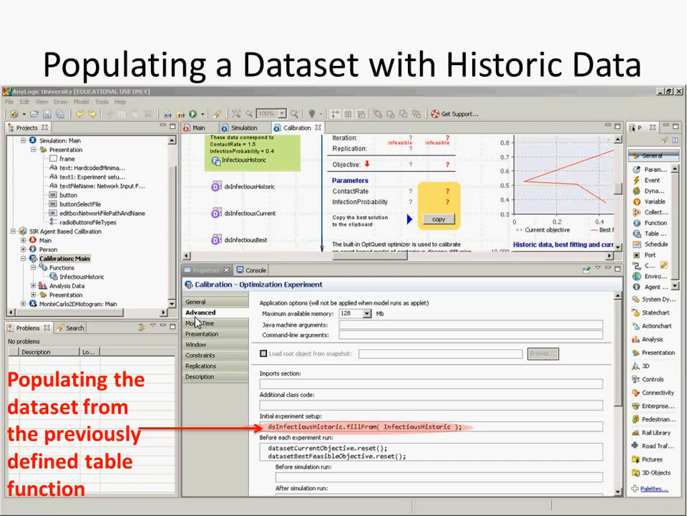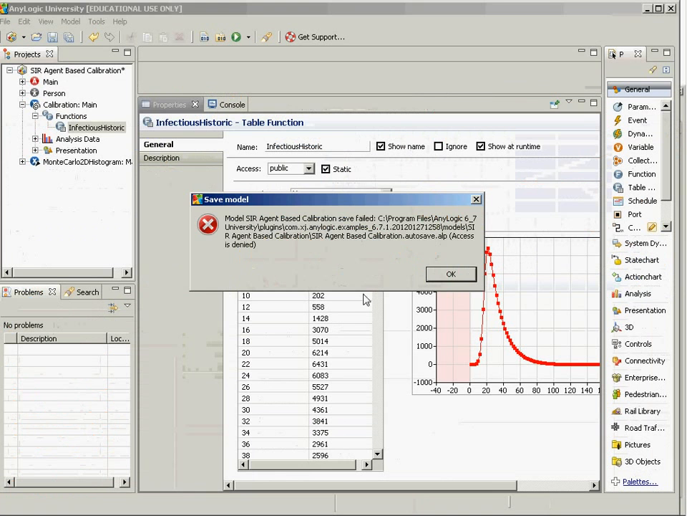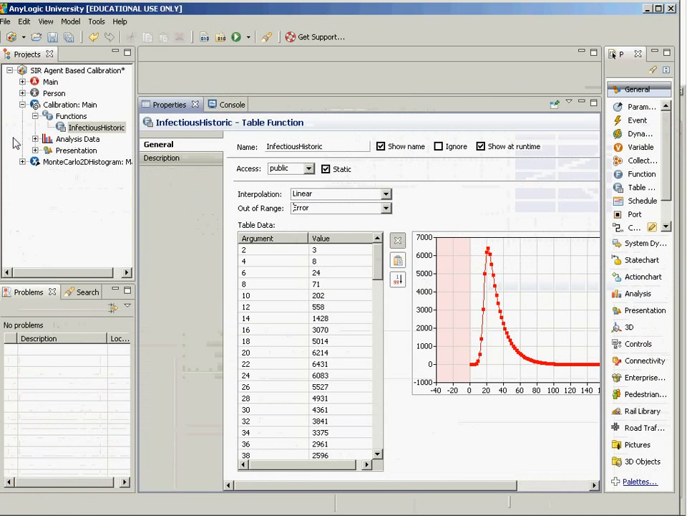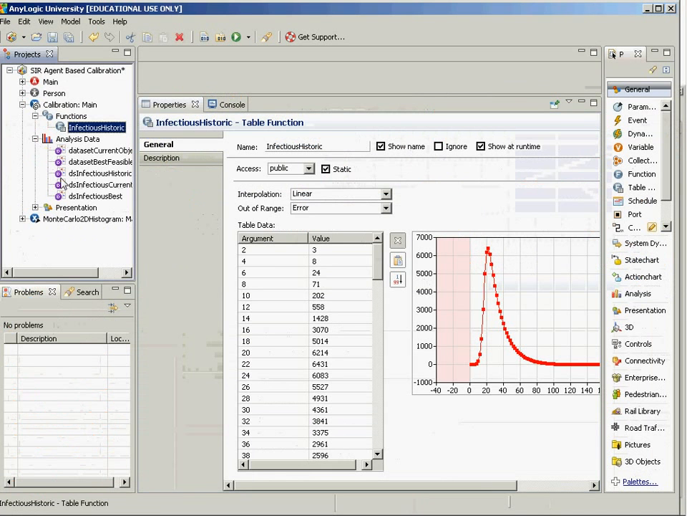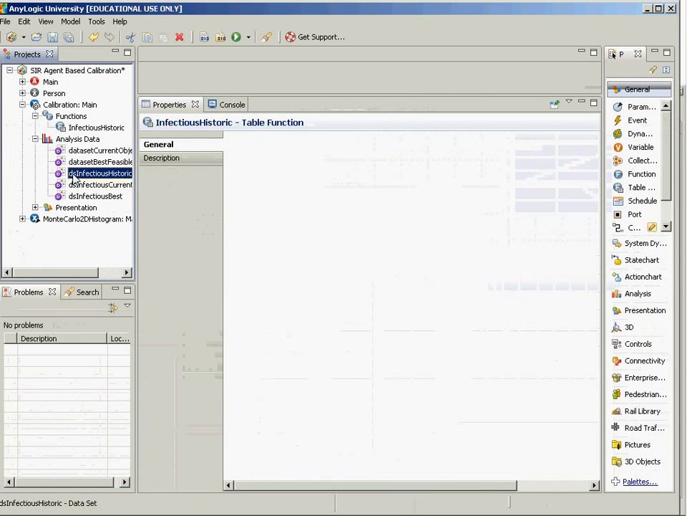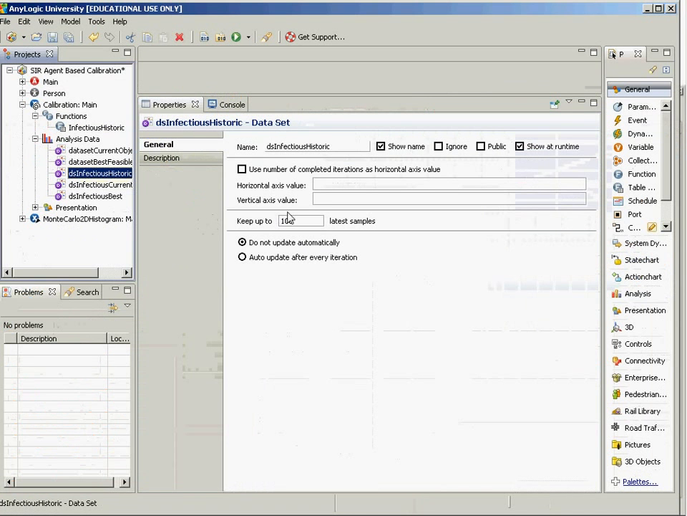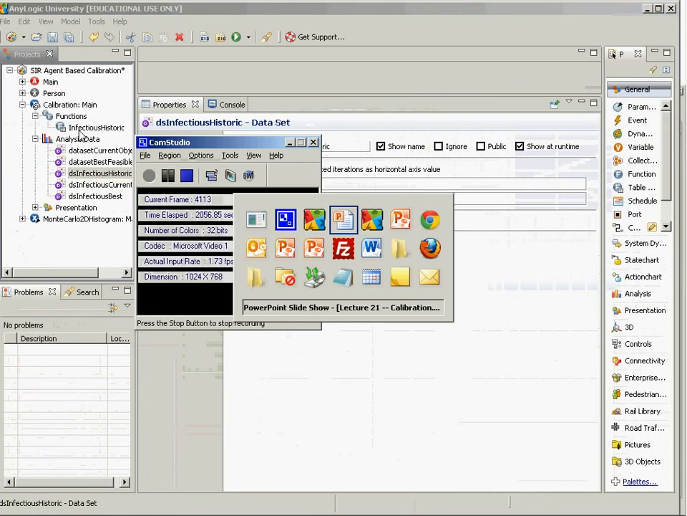Historic here, and that's in analysis data, DS infectious historic, you'll notice that it says do not update automatically. This is all sort of manually filled in here. And it's going to be filling it in with the values from that table function in this case. So it's going to take those all and put them into the data set.